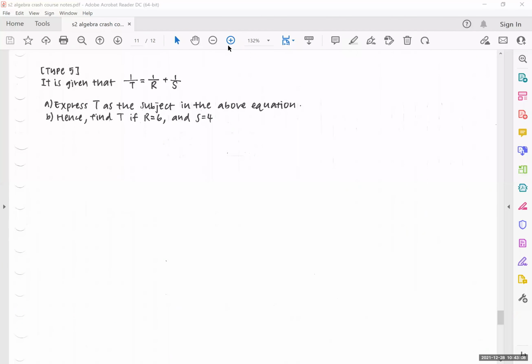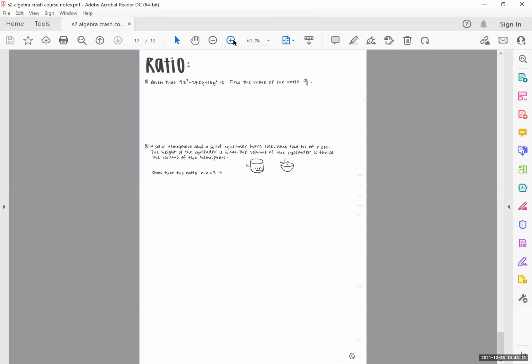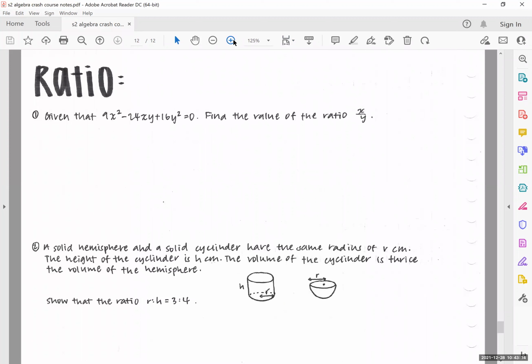Very last part of the algebra already. And then I officially cleared all algebra. Yes, ratio is set 1. So ratio is a set 1 question. Why on earth is it in algebra?